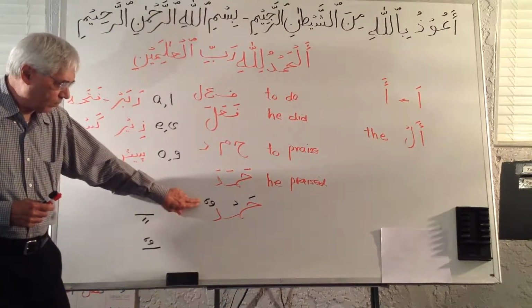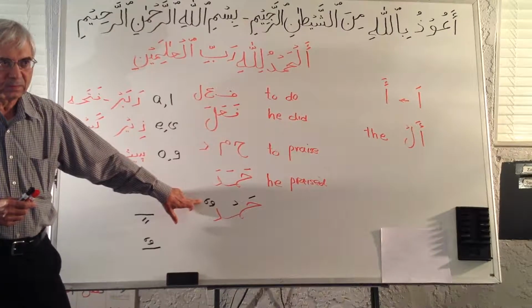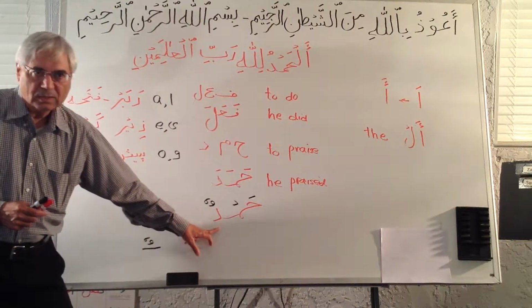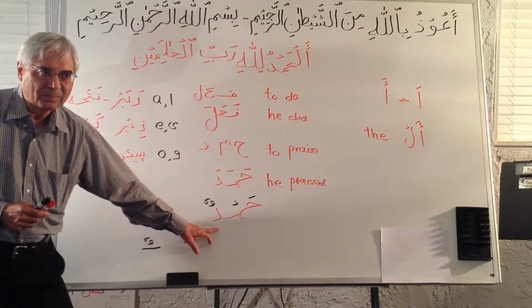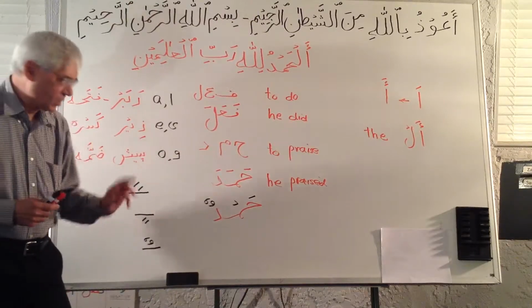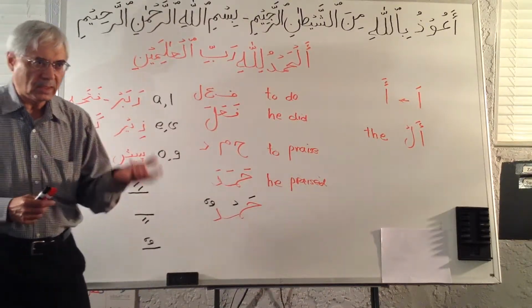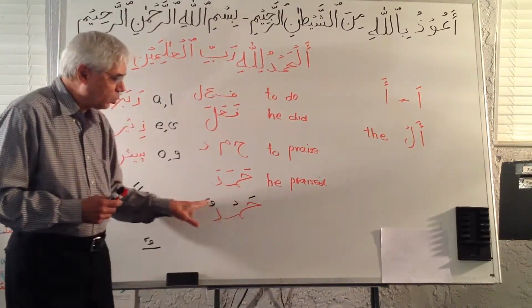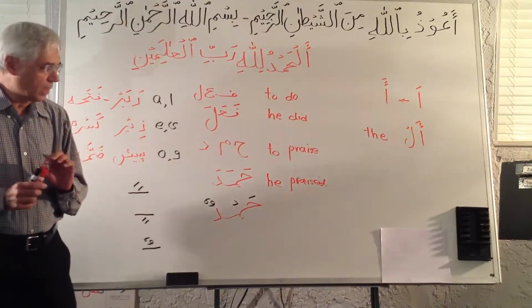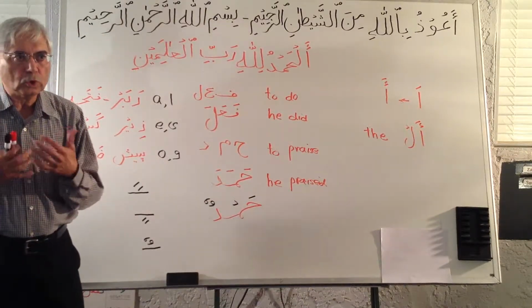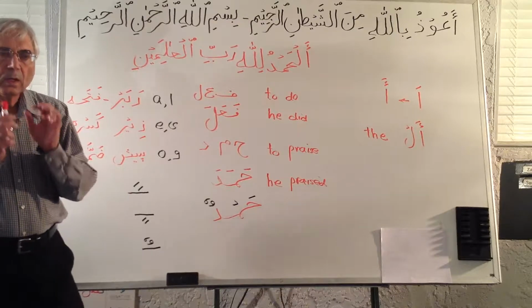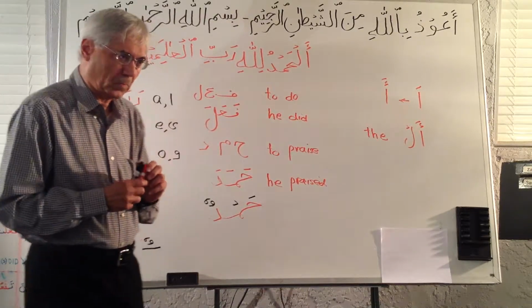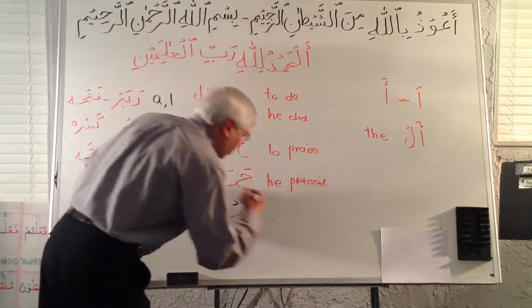If there were two fathas, it will be dan. If there were two kasras, it will be din. So those are the three sounds: dan, din, and dun. So this word now is pronounced as hamdun. This is a noun. And the meaning of this is praise.